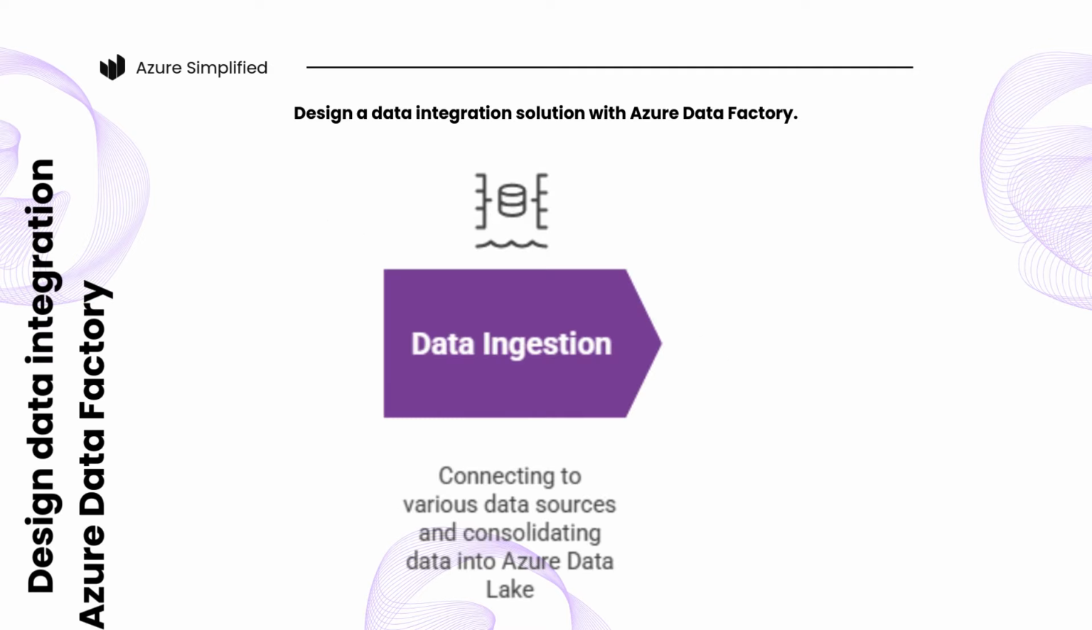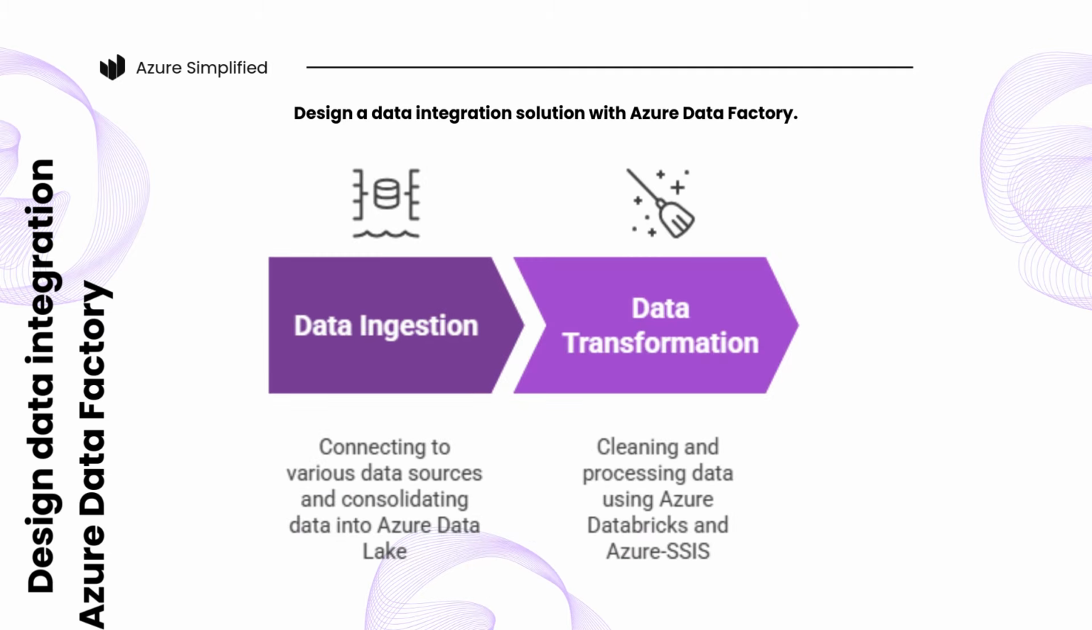1. Data ingestion: linked services connect to multiple data sources: SQL, NoSQL, ERP, APIs. Pipelines fetch and consolidate data into a central Azure data lake. 2. Data transformation: Azure Databricks cleans and processes raw data for better insights. Stored procedures in Azure SSIS help in transforming sales and inventory data.